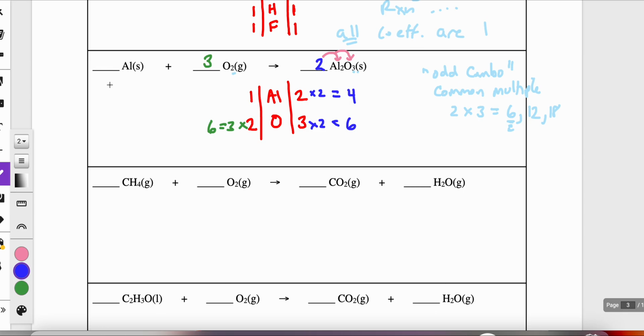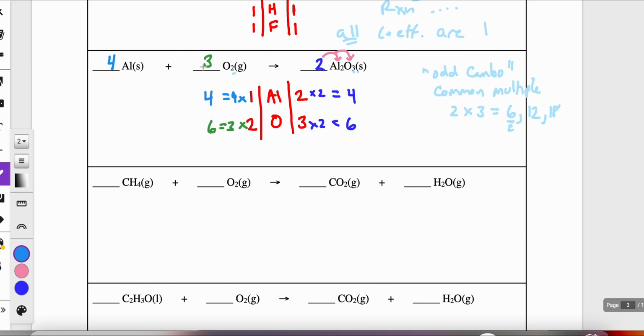So my only place that remains that I can put a coefficient out in front of is the Al solid on the left-hand side. Well, what do I multiply 1 by? So it will equal 4. So out in front of the Al, I'll put a coefficient of 4, multiply its subscript of 1 by the 4, and so now I have 4 aluminums on the left.